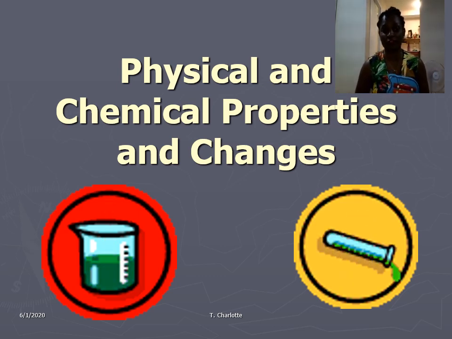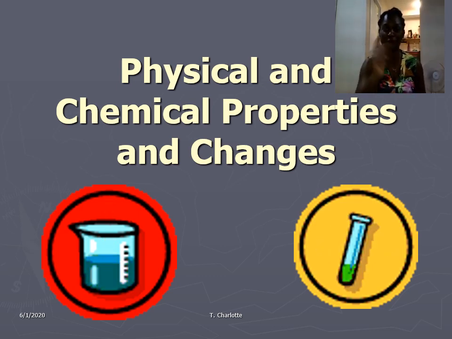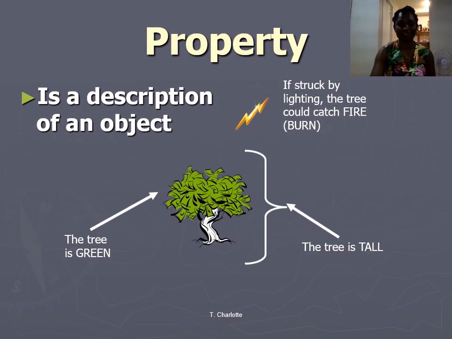So today we're looking at physical and chemical properties. Before we get into that, let's find out the meaning of the word property. Property is a description of an object, how the object looks. You talk about its texture, its color, its shape, its size.